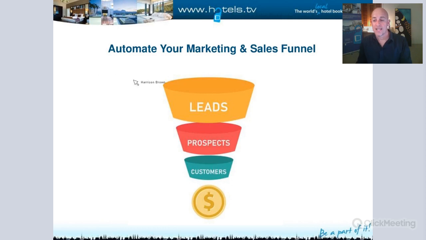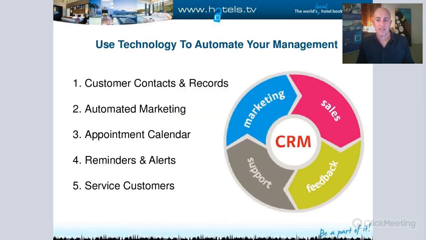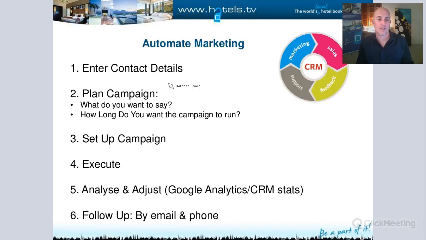So that is pretty much it from just starting to think about automating your marketing, planning, setting out the funnel. I'll just go back to a quick screen. Once again, collate your customers and your contacts. So first step, enter your contact details into your CRM, plan your campaign. What do you want to say? How long do you want the campaign to run?